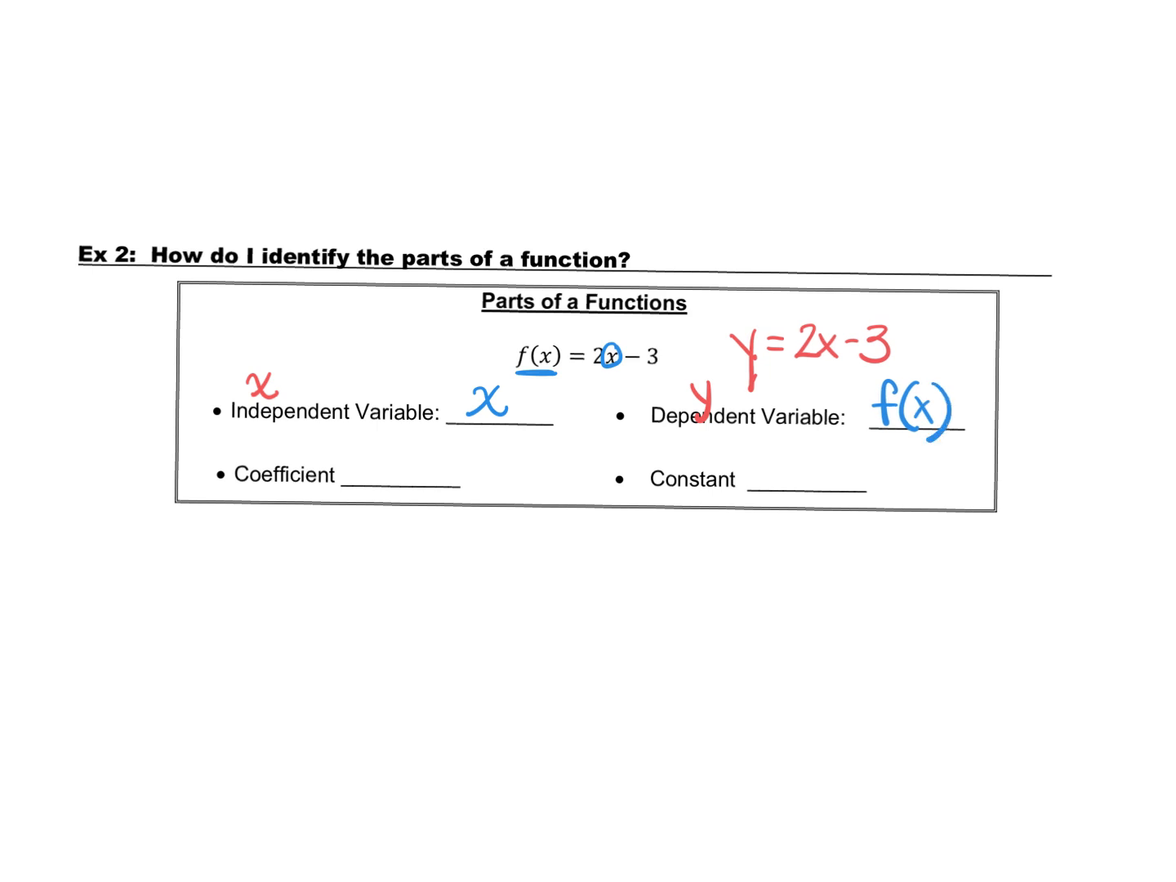Now, I think it was back in chapter 1 or 2, we talked about the coefficient and the constant. Remember, the coefficient is always the number with the variable.